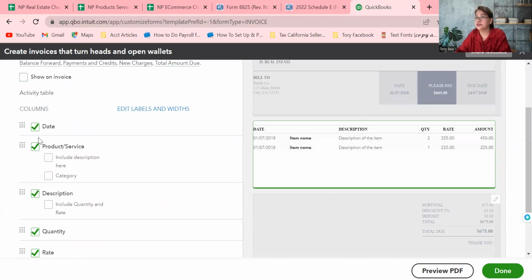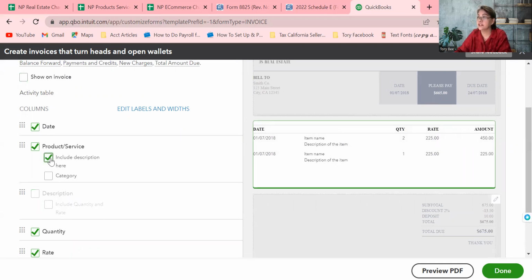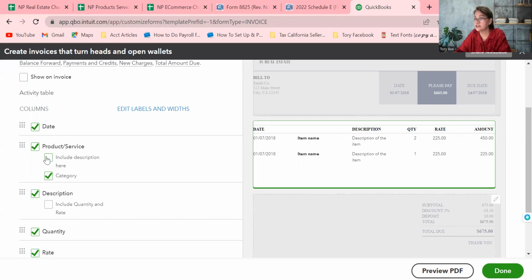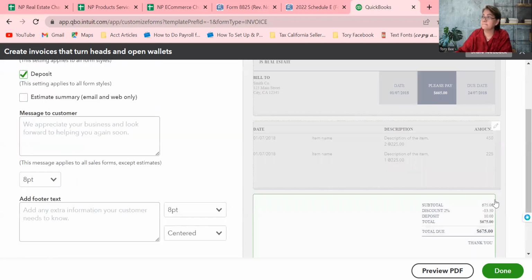In the description, you want to indicate the date, of course, that is important. Products and services are included there. Category, include description, of course, include quantity. Okay, that depends on your needs.